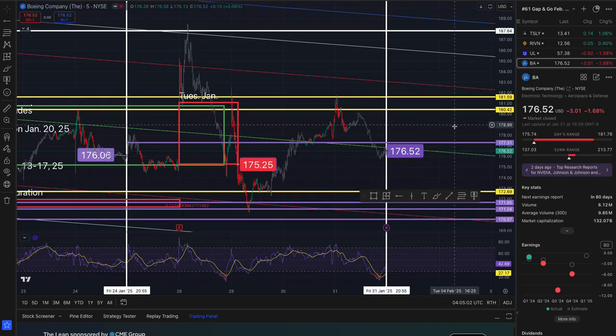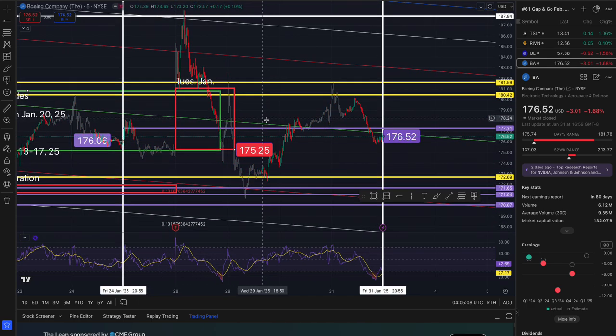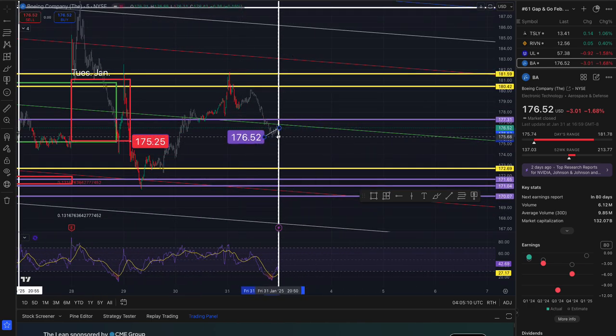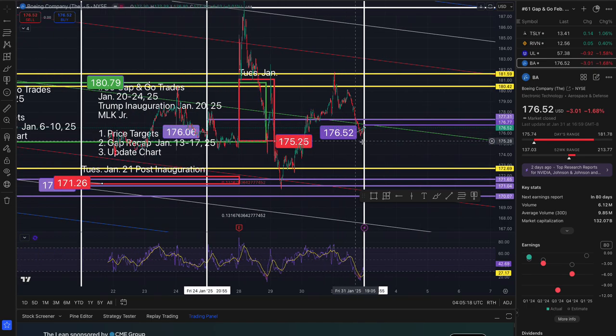Boeing, we made some money here, and then we gave it all back. All right, 176.52. Resistance is at roughly 176.77. And note, last week we were here, we didn't make dramatic moves for the middle of the trend in the median here.